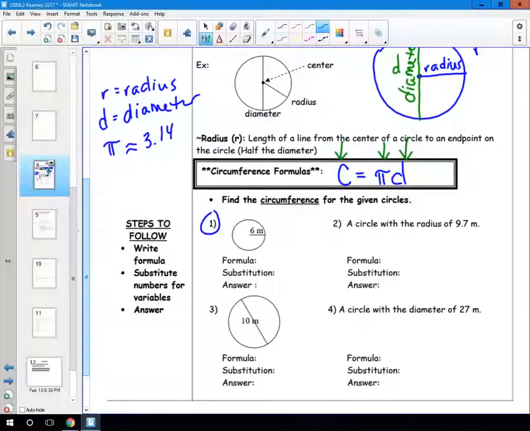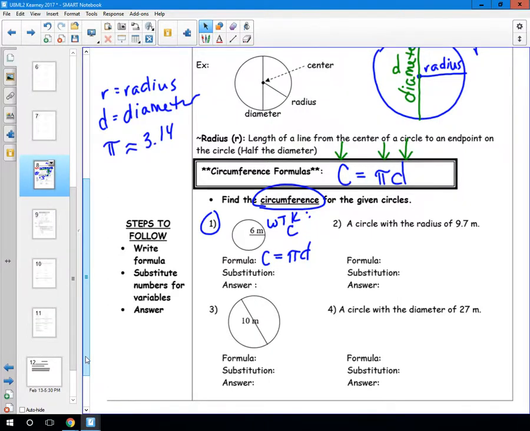Number one right here, it says find the circumference. So I want to know the circumference, I want to know the C. So my formula is C equals pi times diameter. Chocolate pie is delicious. And then I'm just going to plug in what I know.